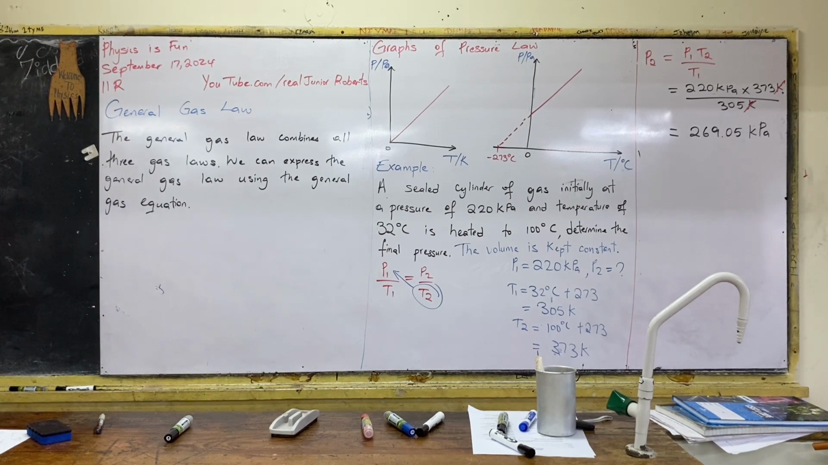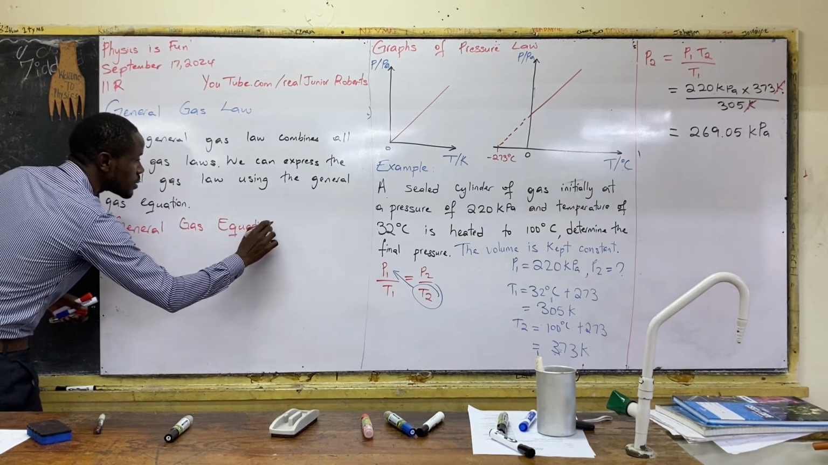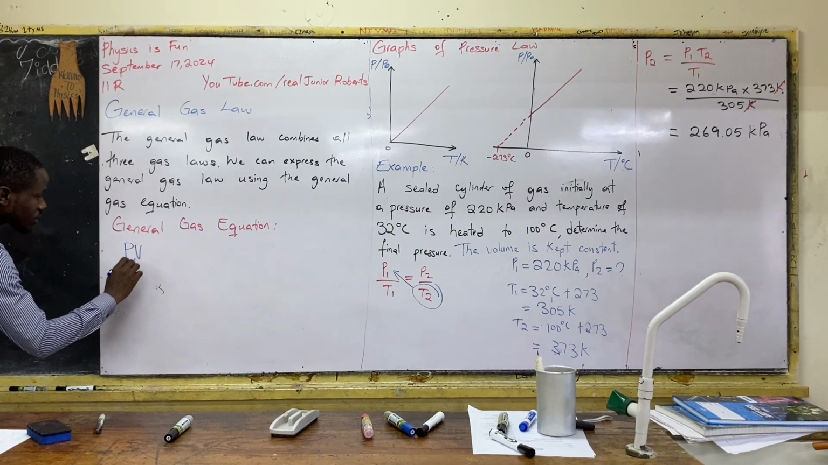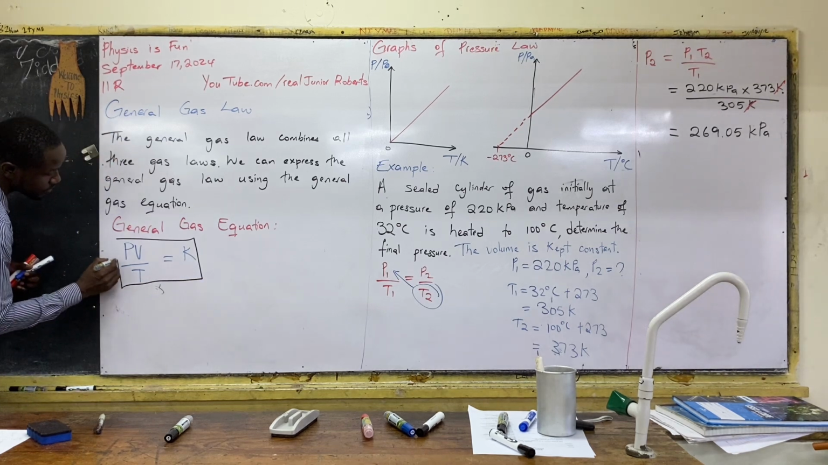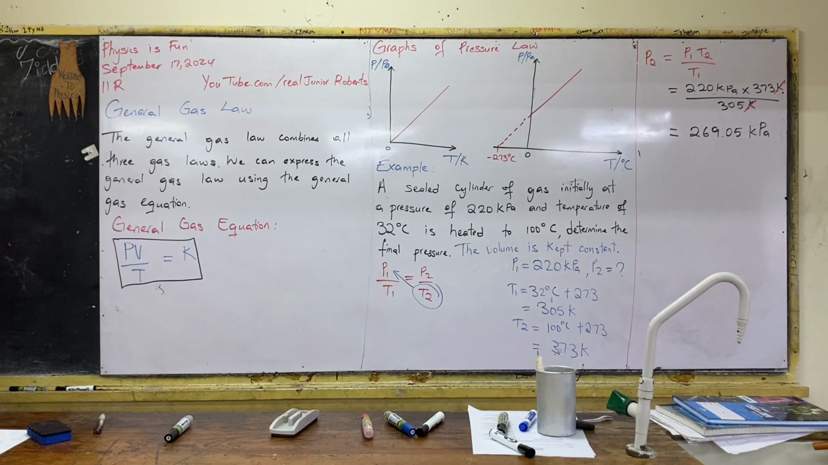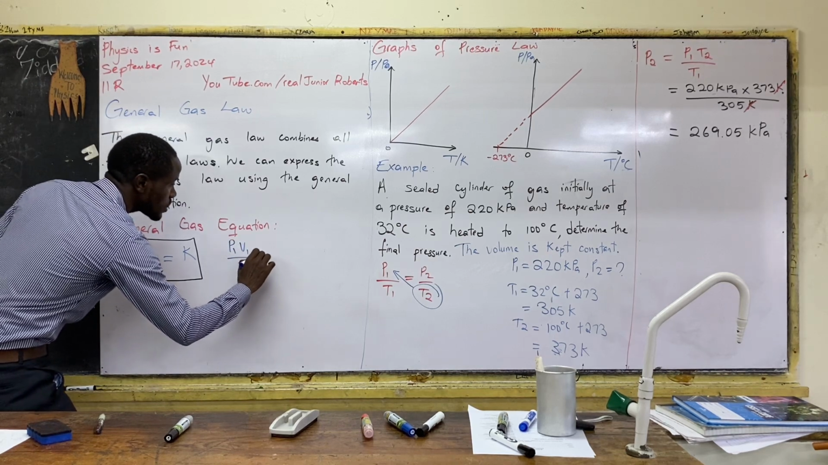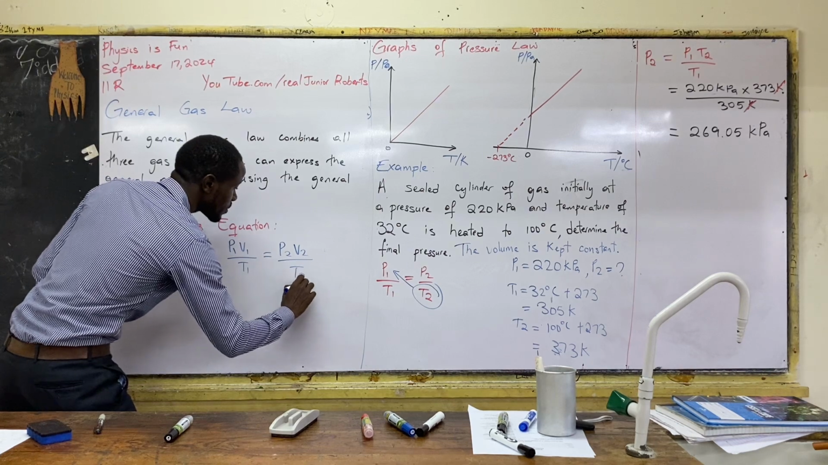So, the general gas equation now, let me put our subheading. The general gas equation, we write it as PV over T is equal to K. K is the constant. So PV over T is equal to K. Everything is involved. Now we can expand on this equation as P1 times V1 over T1 is equal to P2 times V2 over T2.